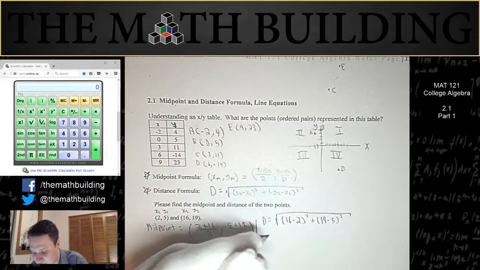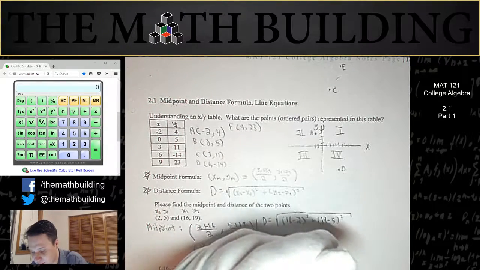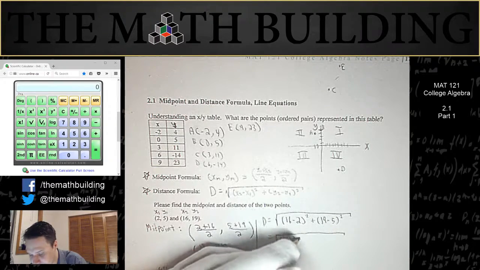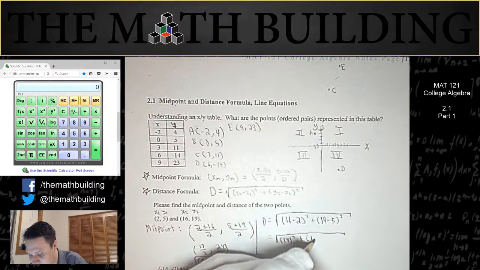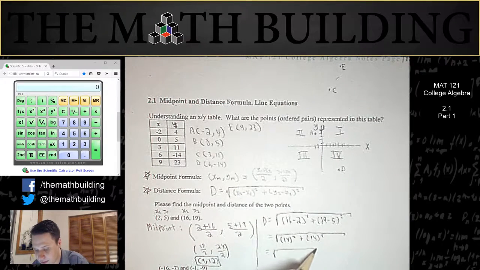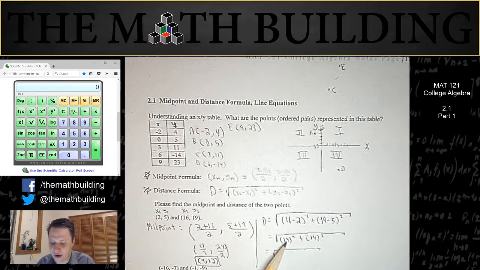So let's simplify this a little bit. First we'll do the inside of the parentheses. 16 minus 2 is 14. 19 minus 5 is 14. Now, from here you could square that, and you could square that, and 14 squared is 196, so you could do 196 plus 196 and get an answer and then try to reduce it. But I'm going to do something a little bit more clever.